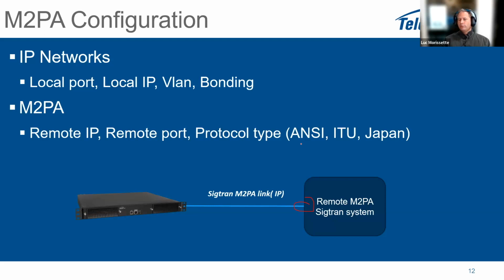And the other thing we have to decide is the protocol type. So anywhere in North America, we would use ANSI. In Japan, it's NTT, and the ITU is used almost everywhere else in the world. So it doesn't change much on the M2PA side to have these protocols, but it needs to match.